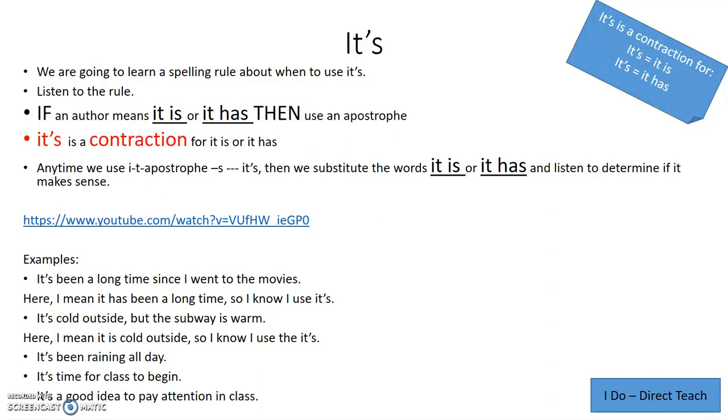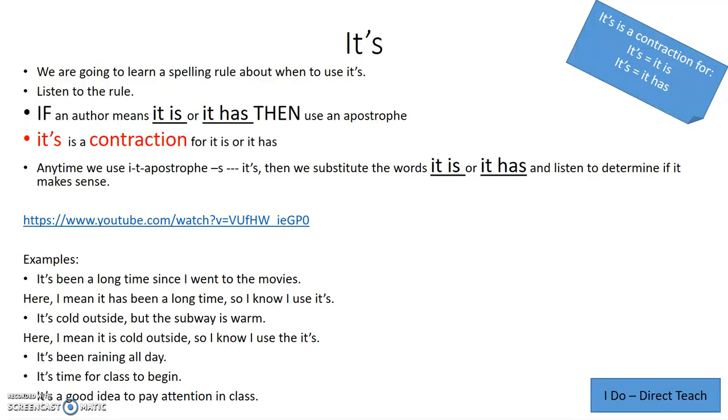And finally, let's look at the last one. It's a good idea to pay attention in class. Do I mean it is a good idea to pay attention in class? Yes, you got it. It is a good idea to pay attention in class. So let's review the rule one more time. If an author means it is or it has, then you always use an apostrophe. You got it, boys and girls?